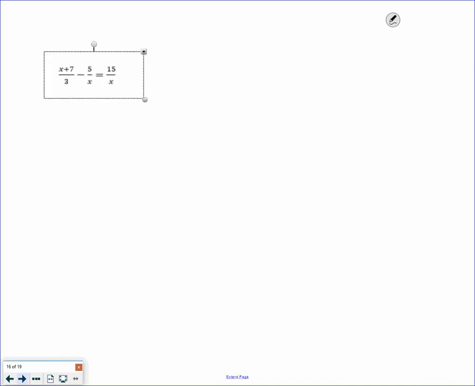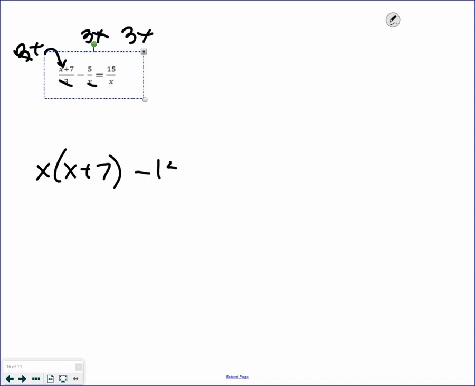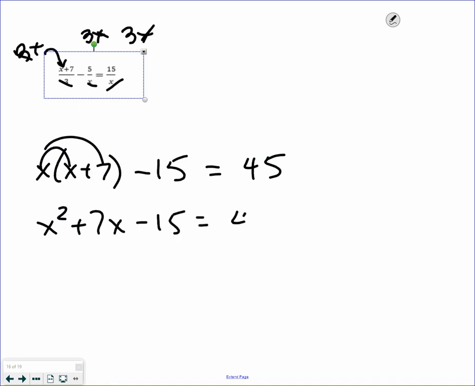Next one. If you have more than one fraction, you need to multiply everything through by the common denominator. So in this case, the common denominator is 3x. So everything in this question needs to get multiplied by 3x. Well, if I multiply the first fraction by 3x, I end up getting x times x plus 7 because the 3 and the 3 cancel. In the second one, the x's cancel. I'm left with 3 times 5. And in the last one, the x's cancel again. I'm left with 45. Now, x squared plus 7x minus 15 equals 45.